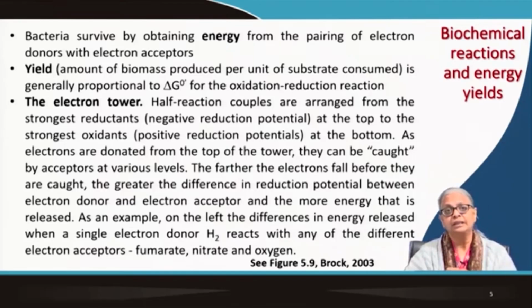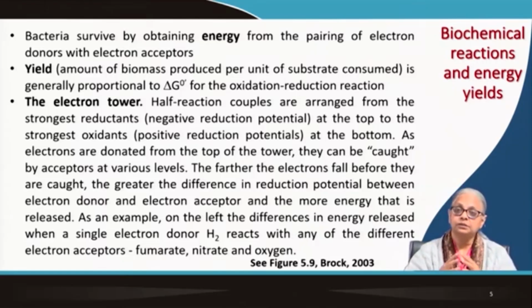And then we come to the yield. Let's first take the definition of the yield. Yield is the amount of biomass produced per unit of substrate consumed, and this is generally considered to be proportionate to the delta G0 for the oxidation reduction reactions when you combine the electron donors and the acceptors.